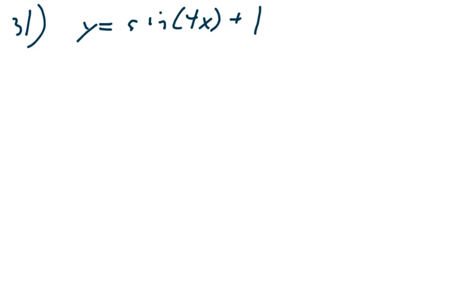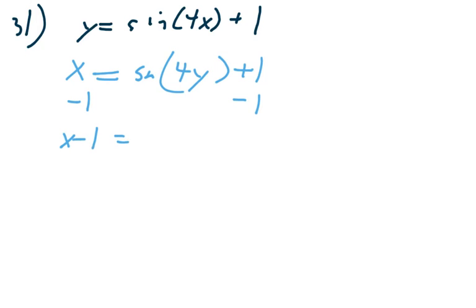Alright, in problem number 31, we are looking to do the inverse. So the first step in the inverse when we're trying to find an inverse equation is we're going to switch the x with the y. And so to solve this, I'm going to get rid of the plus 1 by subtracting 1. And so now we have x minus 1 equals the sine of 4y.